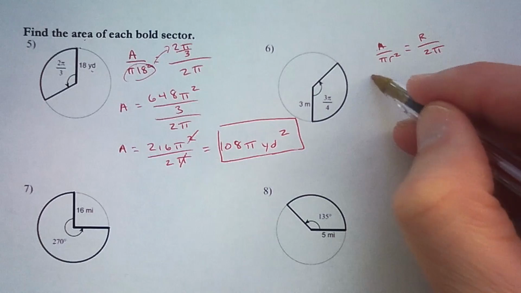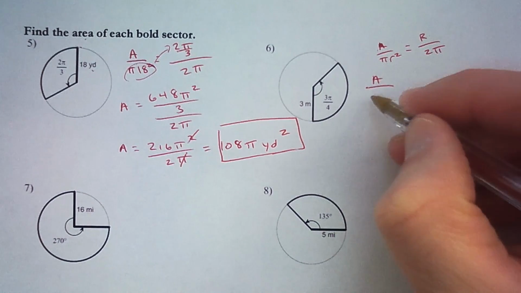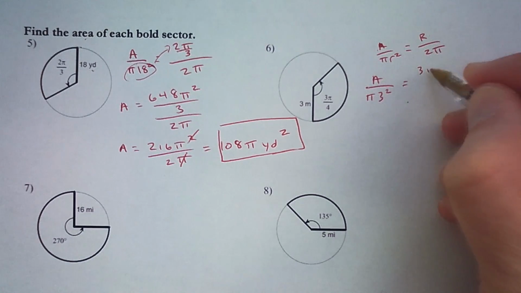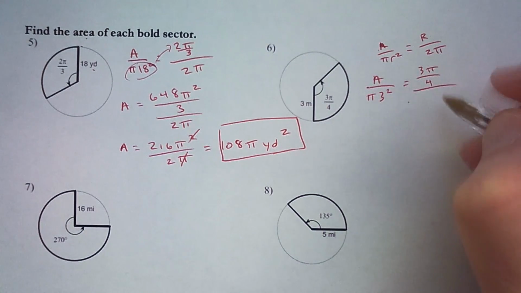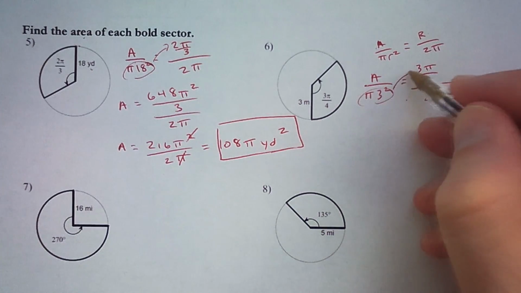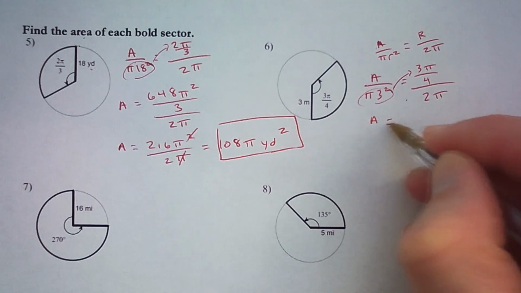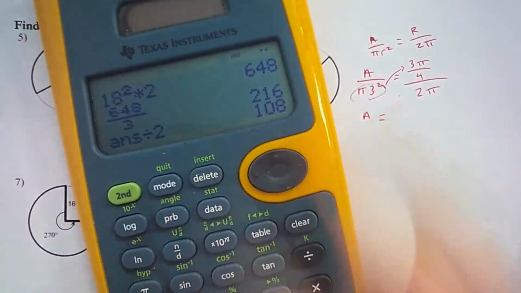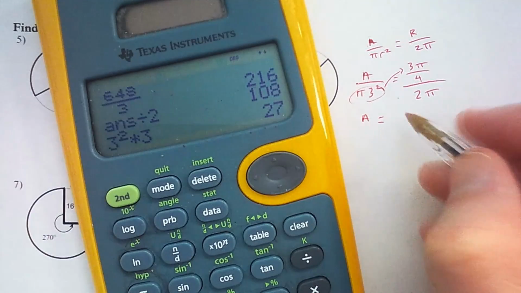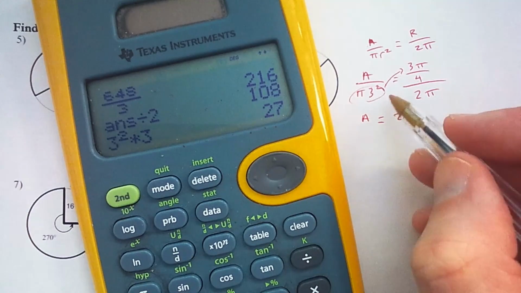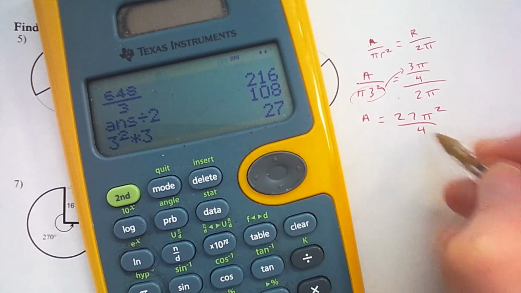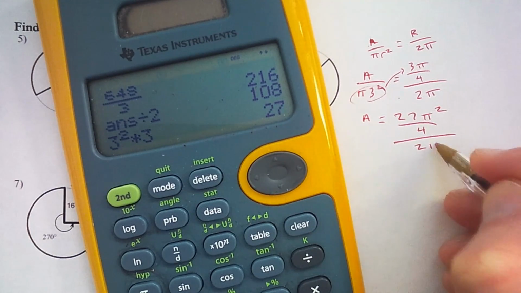Okay, so here the area of the sector is to pi r squared, so pi 3 squared, as the number of radians, 3 pi over 4, is to the radians around a circle, which is 2 pi. So I will multiply this across. So I get the area equals 3 squared times 3. 3 squared times 3, or 3 cubed, is 27. And then pi times pi is pi squared, and that is over 4. And that is all over 2 pi.